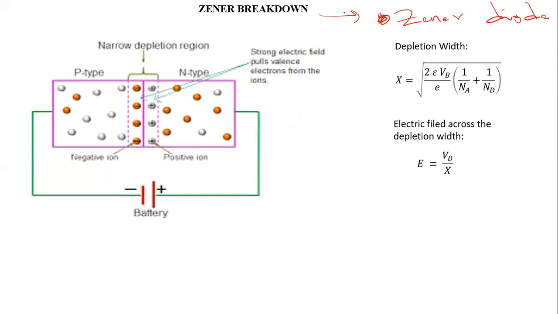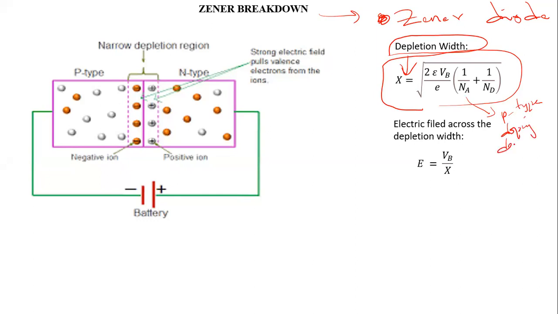Now, what are Zener diodes? In order to understand the working of a Zener diode, let us just revise what we have derived. We have obtained the depletion width across a p-n junction like this. X is the depletion width across the p-n junction. Na is the density of acceptor atoms, that is the p-type doping density, and Nd is the number density of donor atoms, as we discussed before. This is N-type doping density.